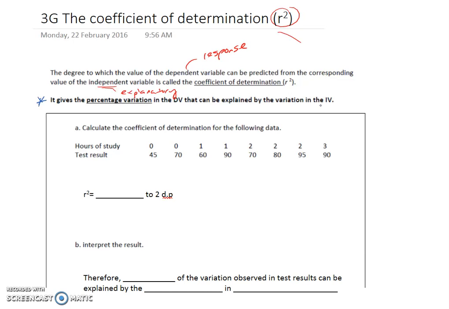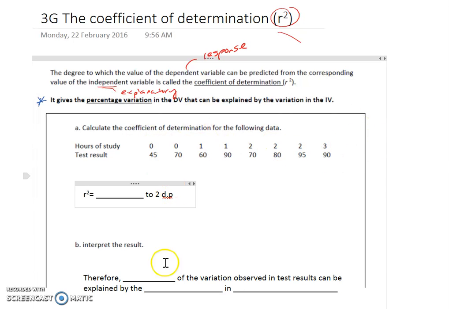So let's just do an example. I've got a whole bunch of data there. So let's calculate the coefficient of determination for the following amount. So if you do more study, you're probably more likely to get a better test result. So this person here did 0 hours of study and he got a 45% test result. This person got 0 and got 70. He's pretty bright. 1, 60, 1, 90, 2, 70, 2, 80, 2, 95, 3, 90. So there seems to be some sort of positive relationship there.